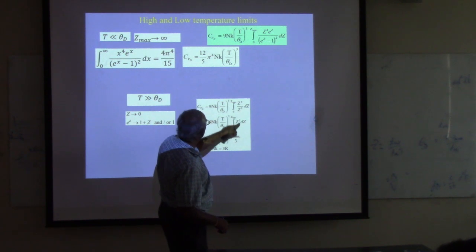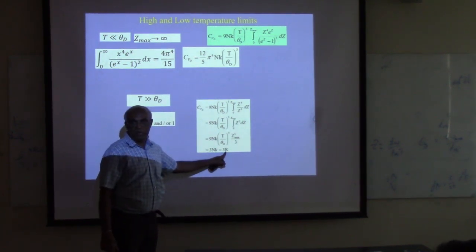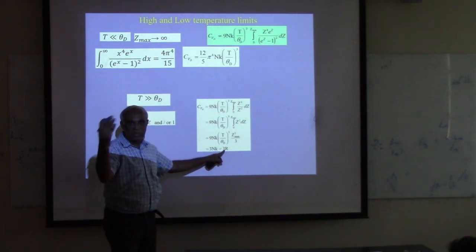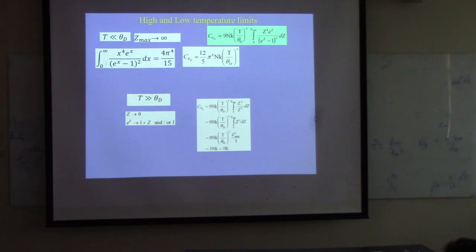So if you do that integral, you get 3R. It's pretty good, right? That's what we expect. At high temperature, remember our C_V at high temperature is the 3R value, right? So that's pretty close.